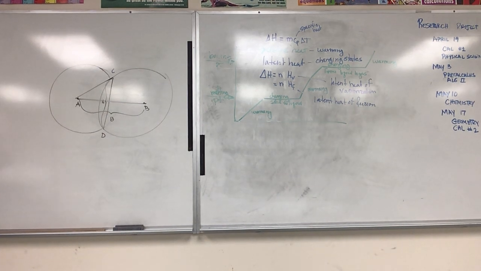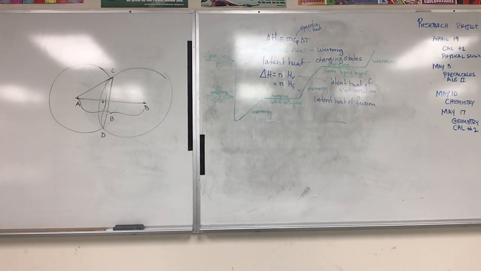Alright, so why are we cutting everything in half? Because it's not the full line. Yeah, good point. How do we know they bisect each other? We don't know anything.